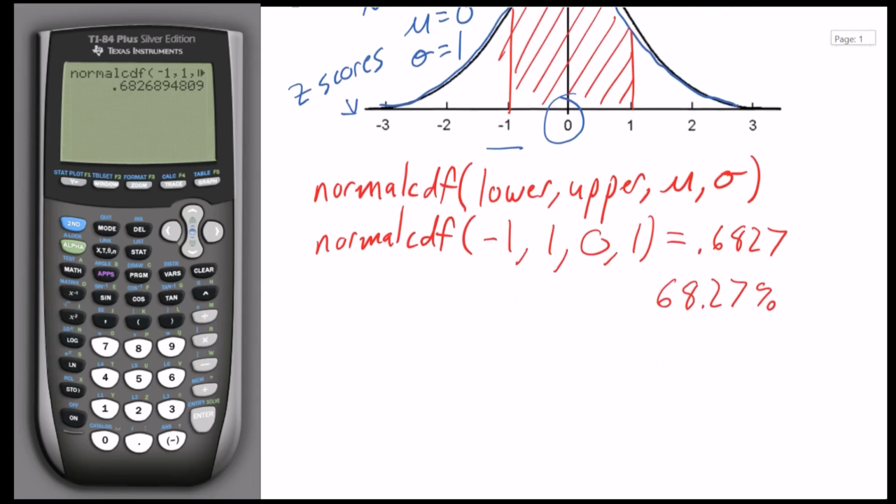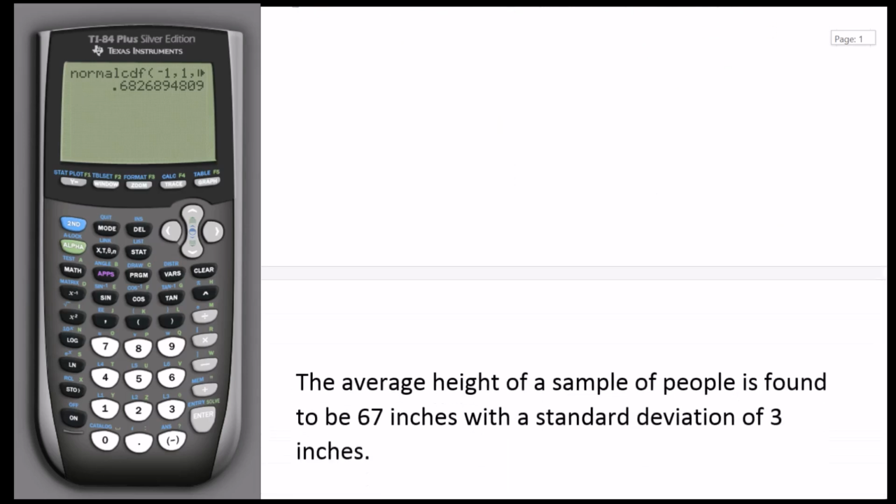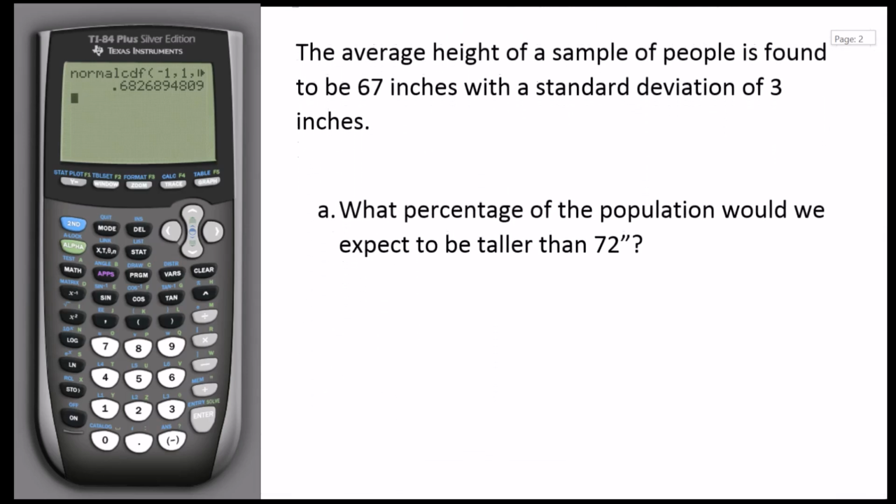We'll also see some problems where we have different means and standard deviations. So for example, if a sample of people was measured and the average height was found to be 67 inches with a standard deviation of 3 inches, we could find what percentage of the population we would expect to be taller than 72 inches. Now of course we'll have to assume that it was a good sample, but if we can assume that, then we can find this percentage.